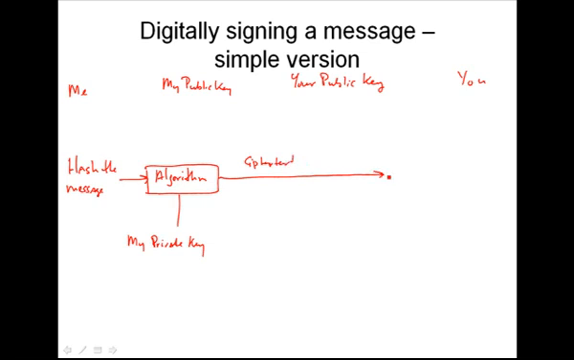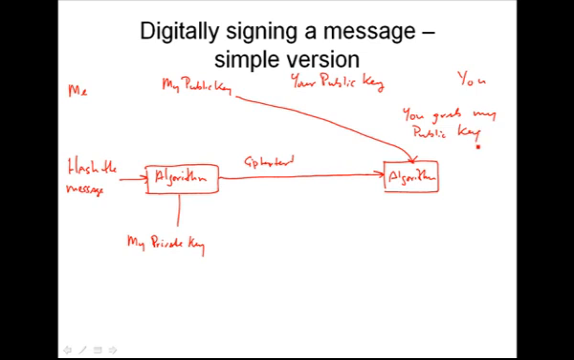And on the other end, what you're going to do to verify the signature is you're going to grab my public key and use that to decrypt the ciphertext. And what you should get out, or what you will get out, is a hash of the message.